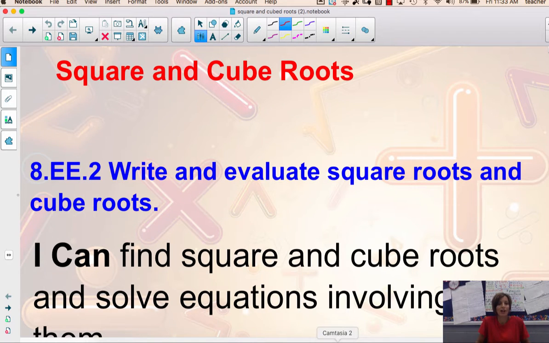So we need to change our I can statement into an essential question. So you are writing down, how can I find square and cube roots and solve equations involving them, question mark, please. Once you have that written down, pause it and then continue.